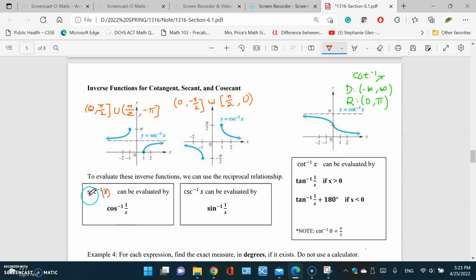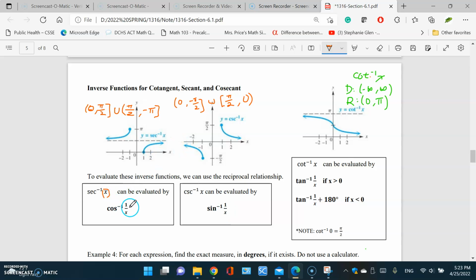So if you are looking for secant inverse of x, you just rewrite it into the cosine inverse and the reciprocal of the inside term. Same as the cosecant inverse. We use the sine inverse and take the reciprocal of the inside.